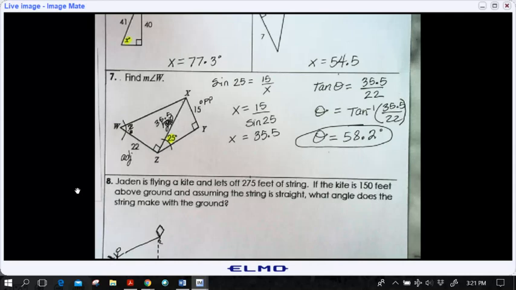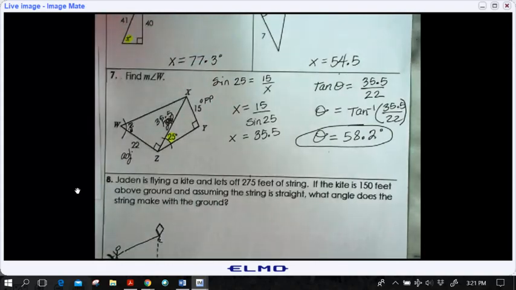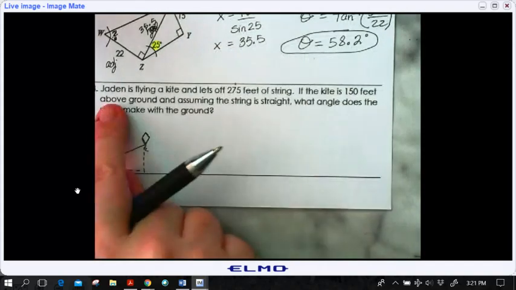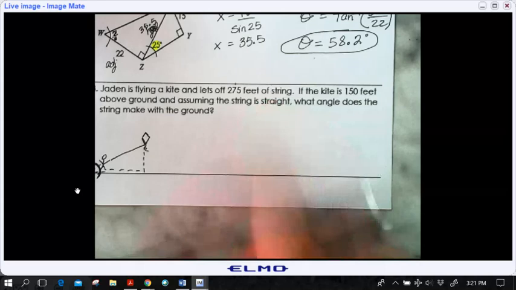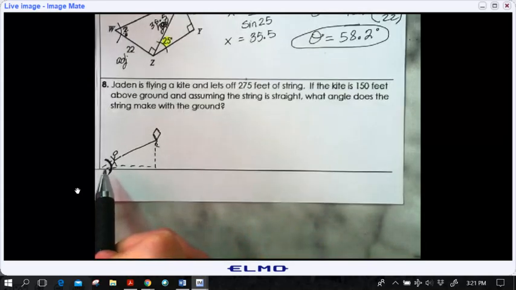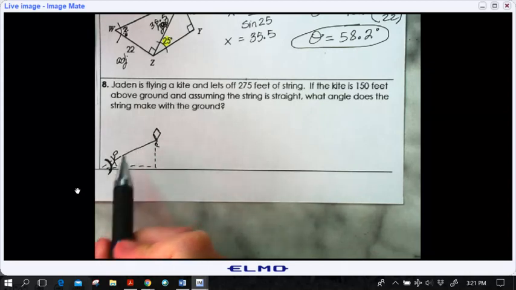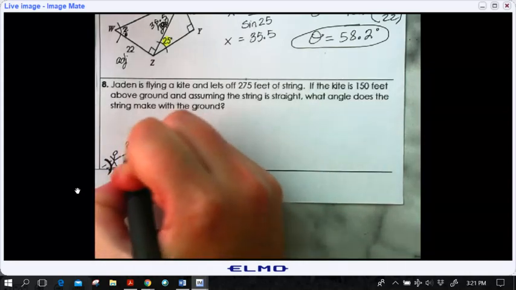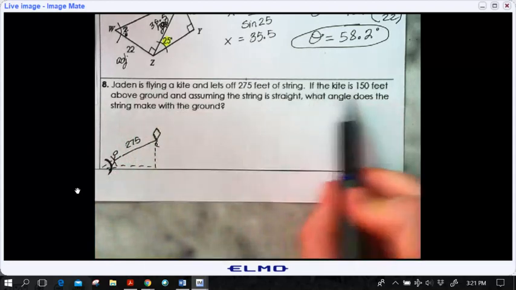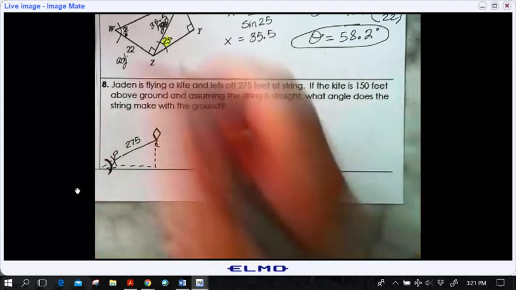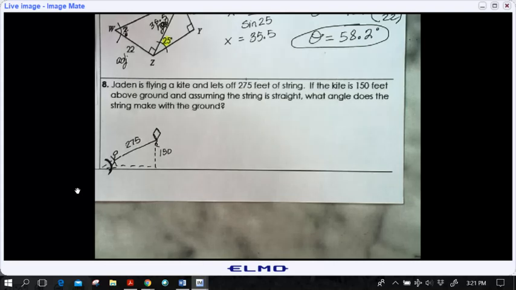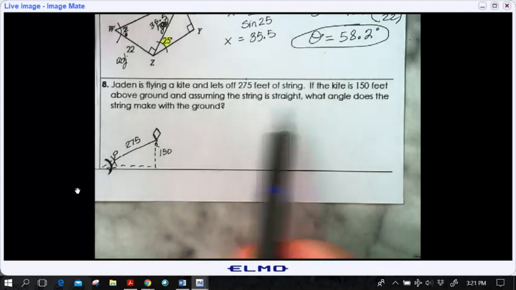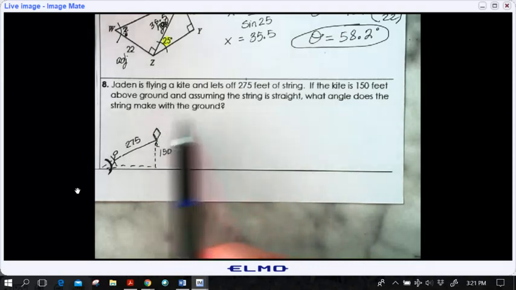Awesome. We're almost done. We only have one more example to do here for finding the angle measures. And let's do an application. Jaden is flying a kite and he lets off 275 feet of string. So this is my little dude, Jaden, and this is his kite. So the length of the string is going to be 275. If the kite is 150 feet above the ground, and assuming that the string is straight, what angle does the string make with the ground?